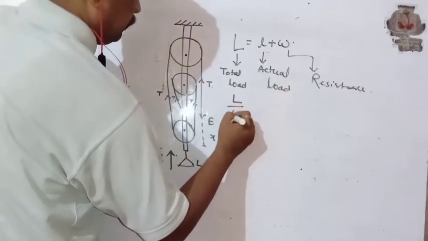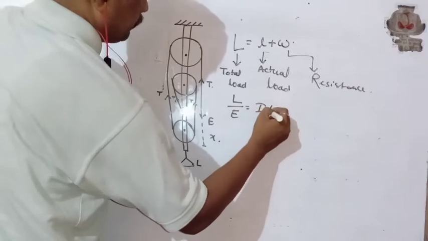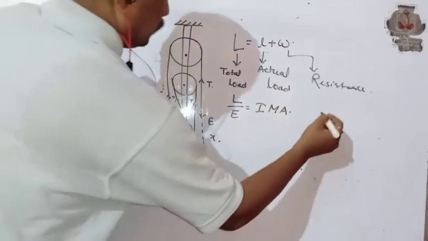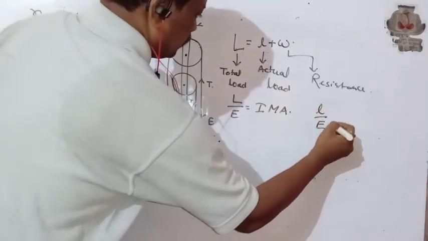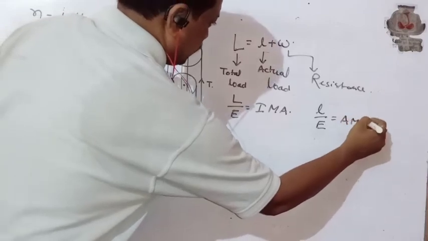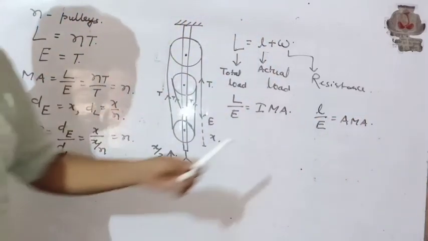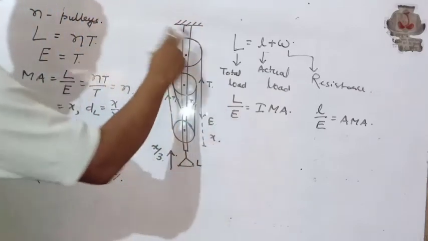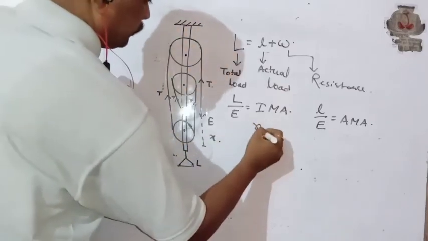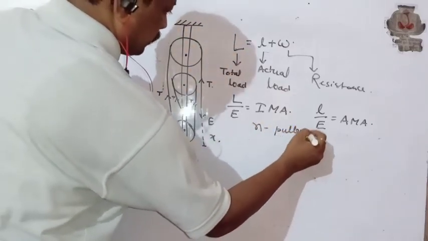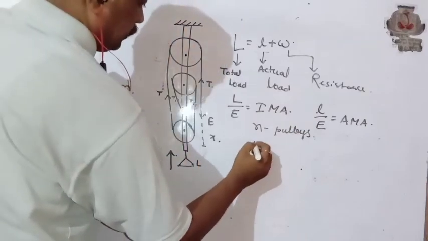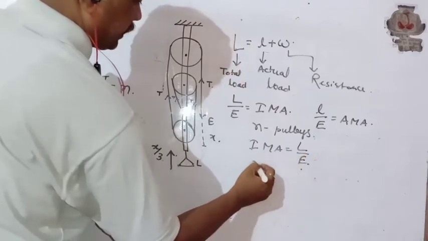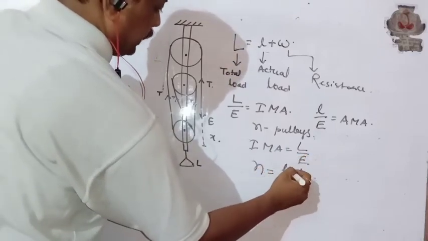This capital L by E is called the ideal mechanical advantage, which is always equal to the number of pulleys. And the small l by E is called the actual mechanical advantage, and that will surely be less than the number of pulleys. Let us consider a block and tackle system with n pulleys. So for n pulleys, you can say ideal mechanical advantage, which is load by effort. What is the ideal mechanical advantage? N. What is the load? L plus W.